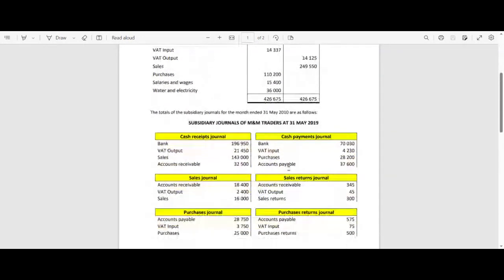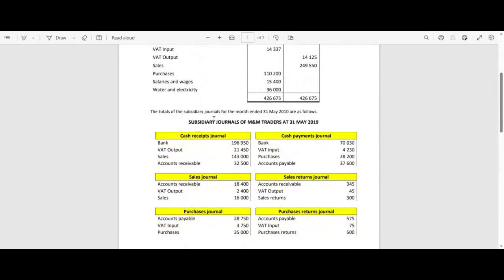Then, ladies and gents, they say the totals of the subsidiary journals for the month ended 31st of May 2010 are as follows. Subsidiary journals of M&M traders at the 31st of May 2019. Now, before we carry on, that is not quite true. That is not quite the scenario that we are going to be following. What we are going to say is we are only halfway through the month.